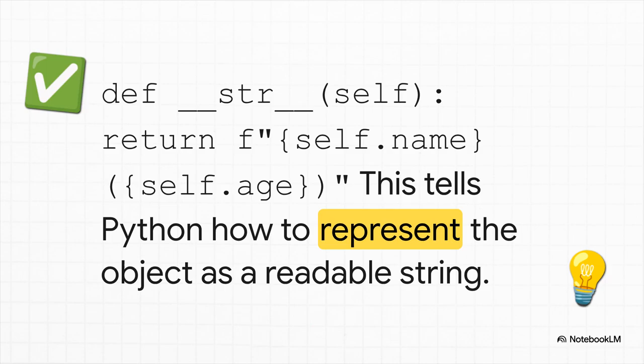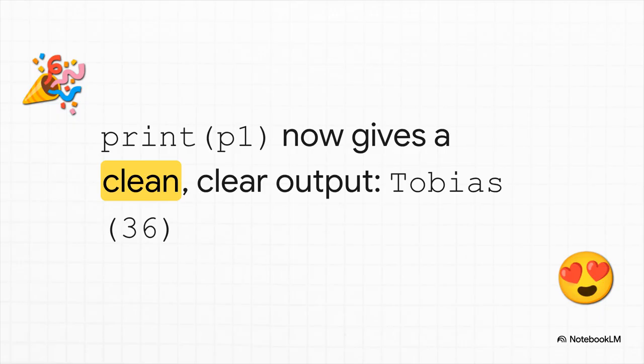Well, the solution is another one of these special dunder, or double underscore methods. This one is called __str__. And by adding this method to your class, you're basically giving Python a new set of instructions. You're saying, hey Python, from now on, whenever anyone tries to print one of my objects, forget that memory address nonsense. Instead, run this code right here and show them the result. And boom, just like that, look at the result. It's totally transformed. It's clean, it's clear, it's exactly what we wanted. This is such a perfect example of how methods give you complete control over your objects, even down to how they show themselves to the outside world.